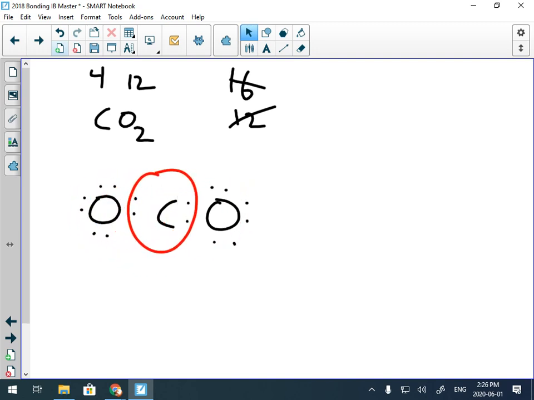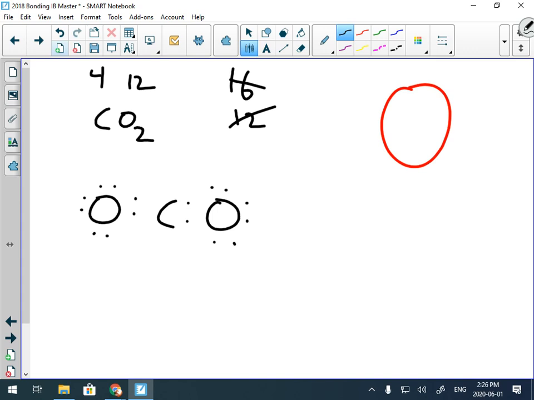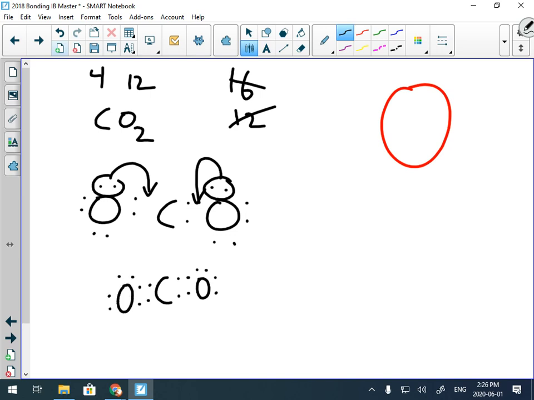Does the carbon? Uh-oh. No. There's only 4. Do I have any electrons left? No. So what I have to do is borrow electrons. Those 2 I'm going to share, and those 2 I'm going to share. So what does that look like? Oh my goodness, it's crazy go nuts. Okay, that's what that looks like.